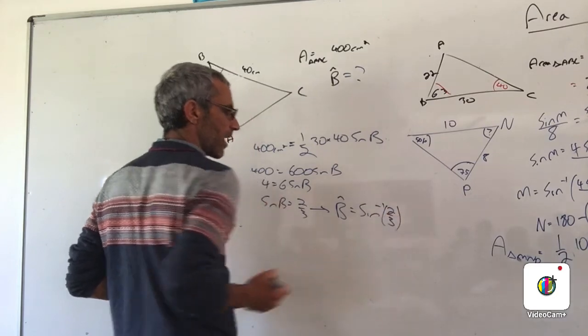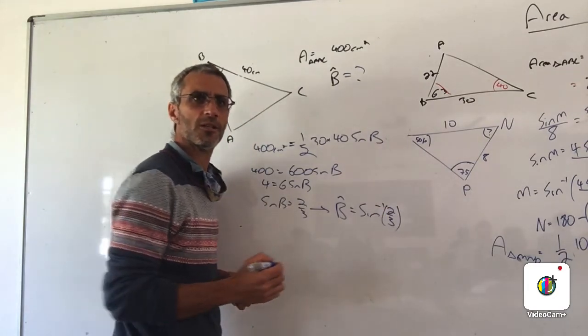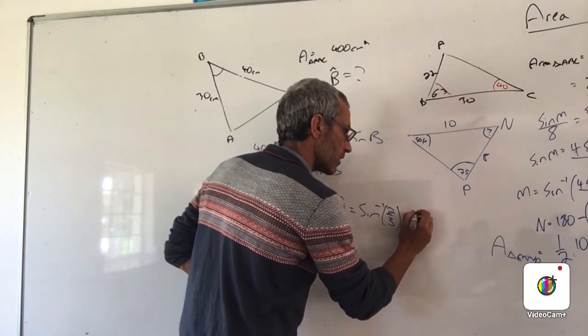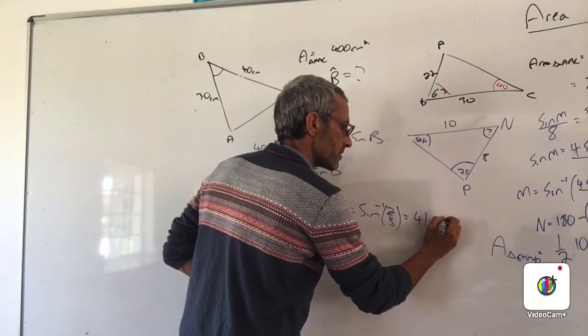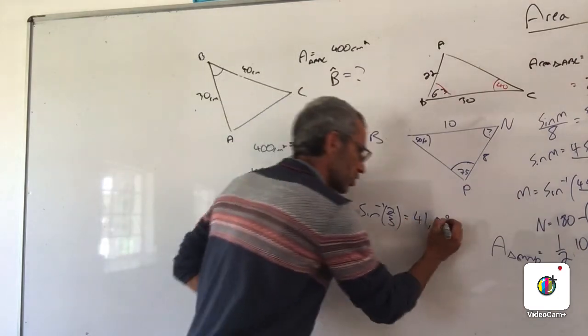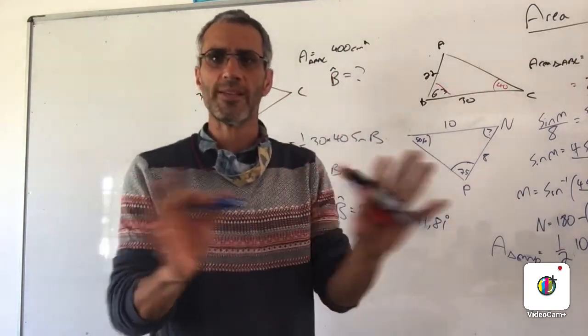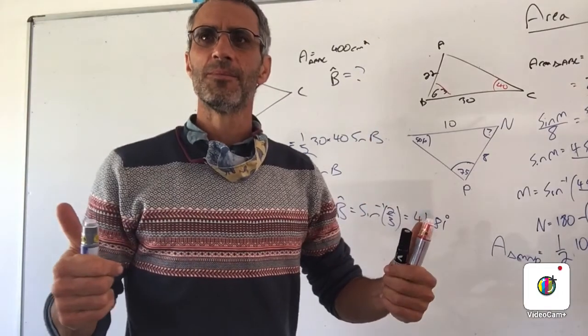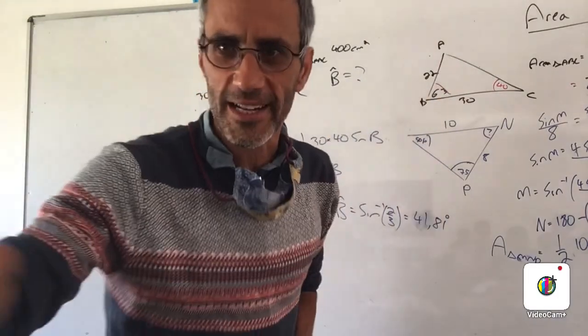Put it in your calculator and you get the answer, which is 41.81. Let's put 2 decimals this time. Just pay attention to what they say in the test when they want 2 decimals. Are we happy? Cool. Let's go back. Bye bye.